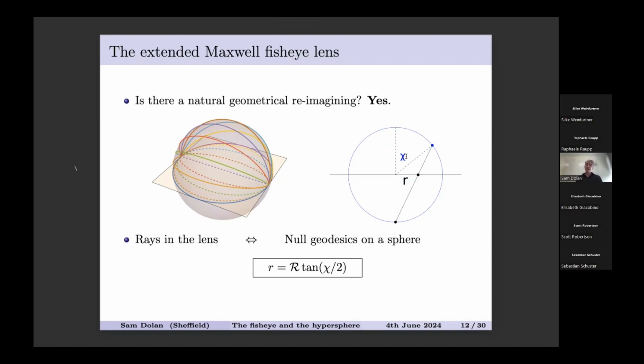So there's a geometrical way to go from points on the plane to points on the sphere, and the coordinate transformation is given here. It involves the tangent of chi over 2. So there's a map between rays in the lens and arcs on a sphere, and those arcs are, of course, geodesics. And in a moment, we'll be going to space-time, and these will then be the null geodesics of a curved geometry, a sphere.